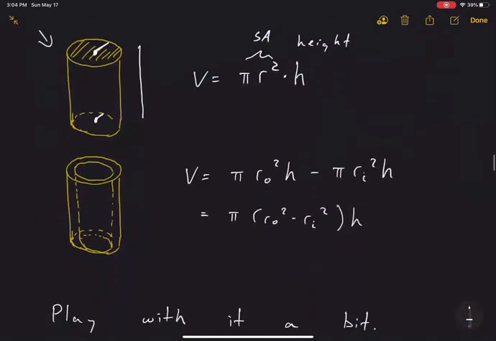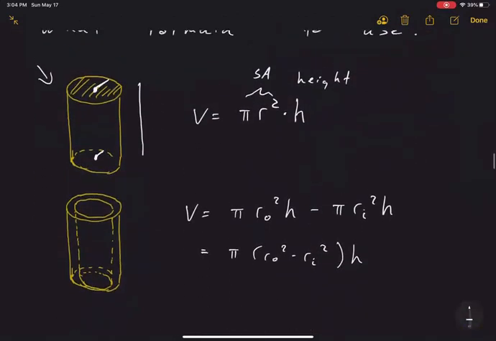What about a hollow cylinder, which is what we're going to be using? We're going to have these cylinders nested inside of each other, so each one has some empty space here. Well, what would that be? It'd be the volume of the solid cylinder, right?